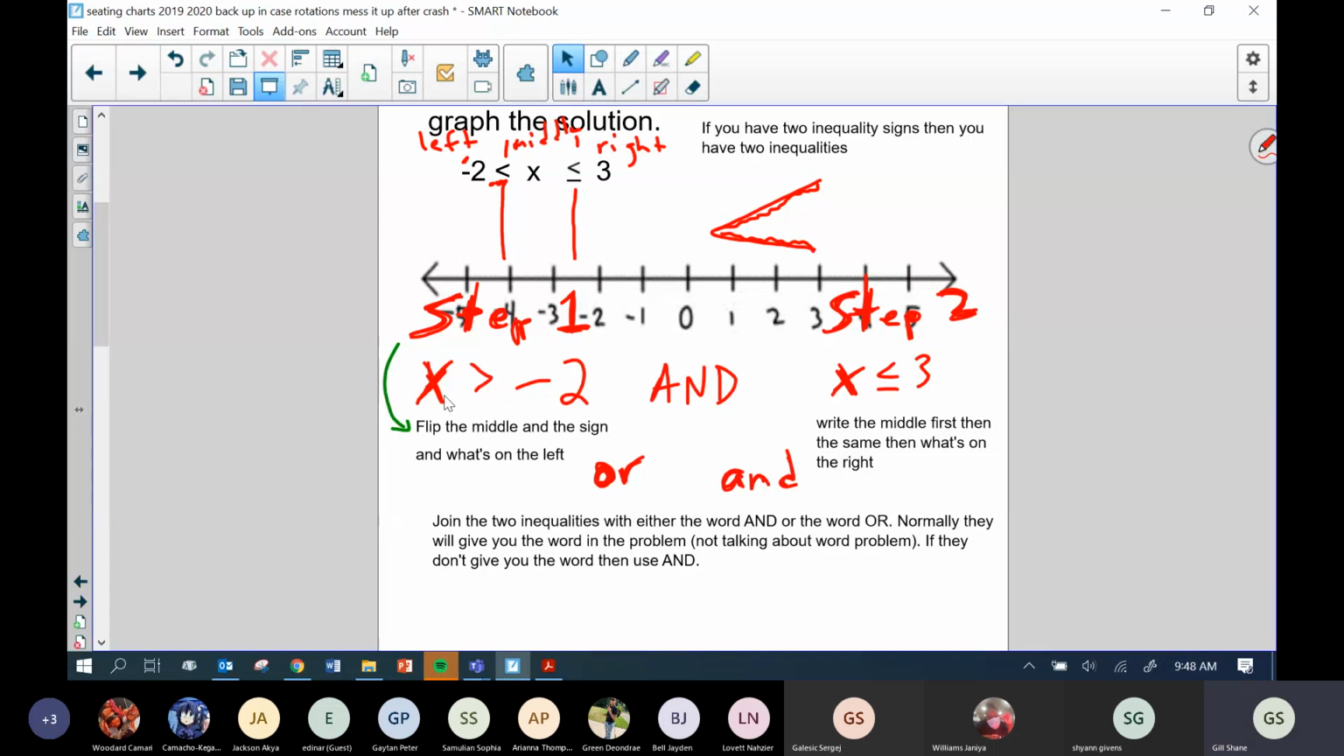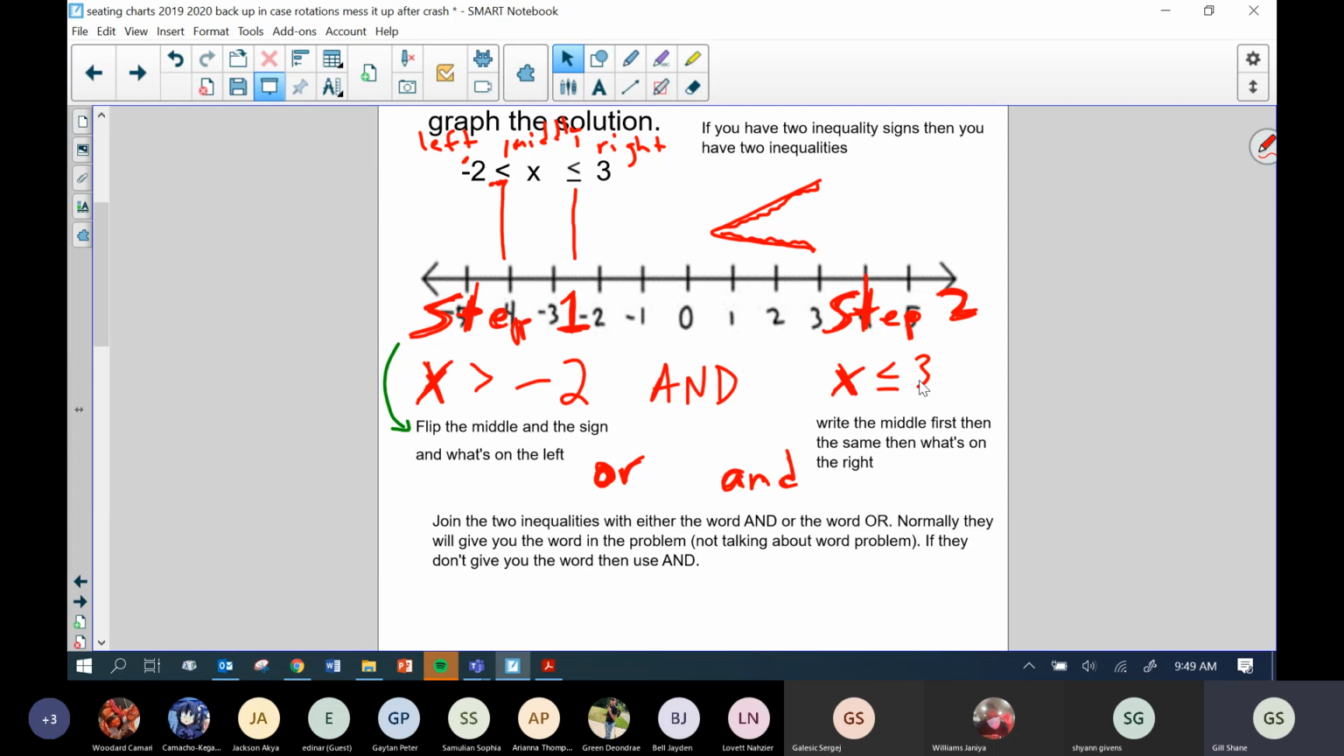So the way we would say, and we kind of already said this earlier, x is greater than -2 and x is less than or equal to 3. So again, and this is step 3.